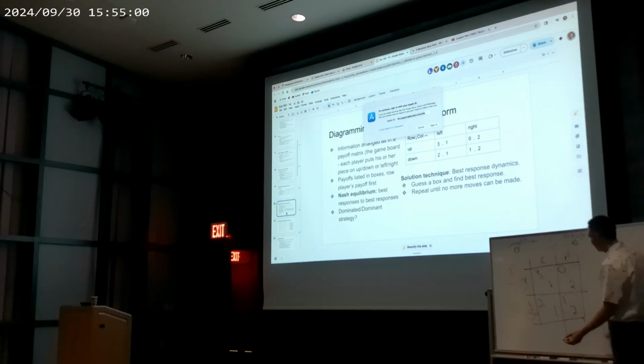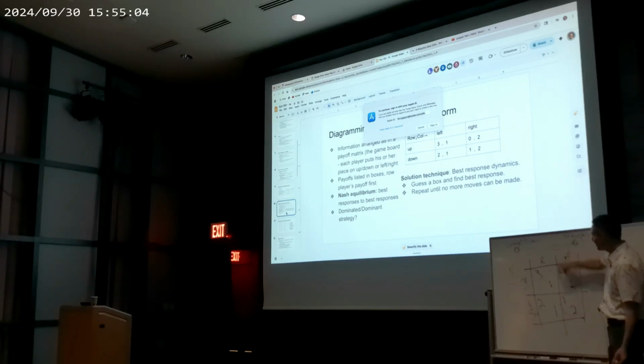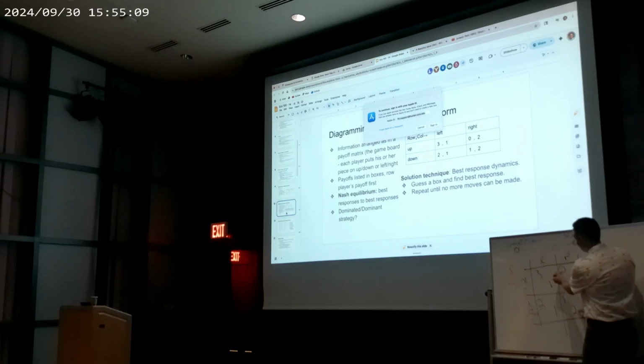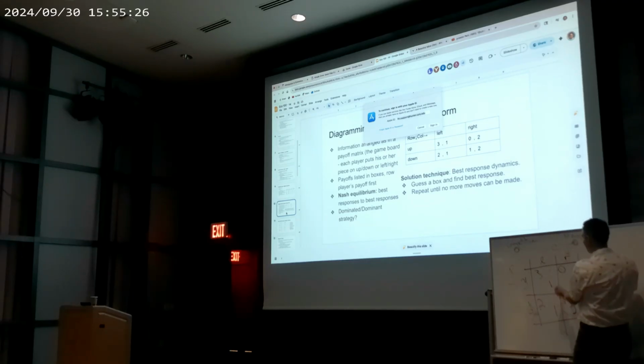You can check this. You can say, okay, well, let's see. If R is choosing D, what's C's best response? Well, let's see. When R is playing D, C gets 2 from playing R and 1 from playing L. Best response is to play R. Well, when C plays R here, what is the row player's best response? Well, let's see. If they choose up, they get 0. If they choose down, they get 1.